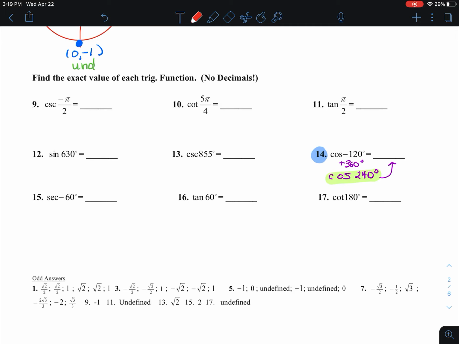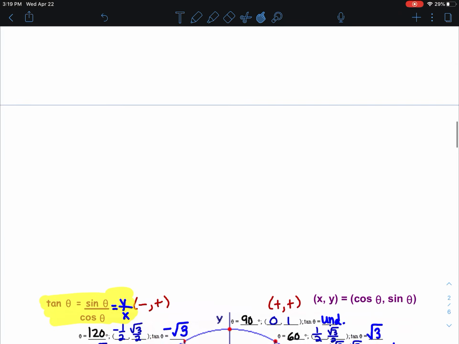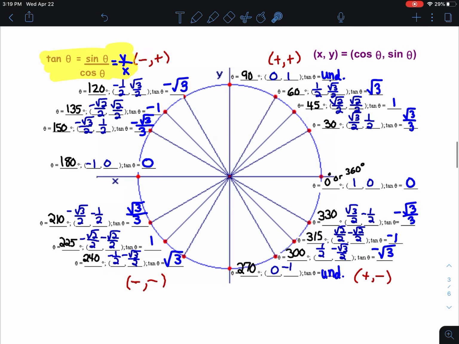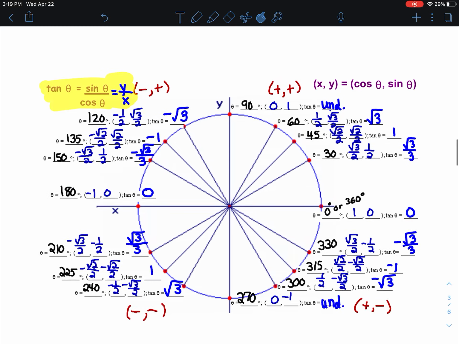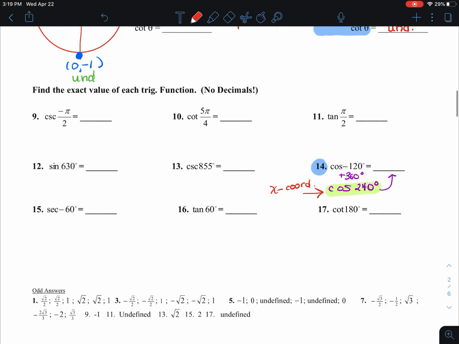Okay, now this just wants the cosine value, and we know that the cosine value is the x coordinate right on the circle. So I'm going to scroll down to 240 degrees on the circle, and I'm interested in cosine, so I'm interested in just the x coordinate. We can see that that is negative 1/2. So I'm just going to fill in negative 1/2, and that's all I need to do on that problem.